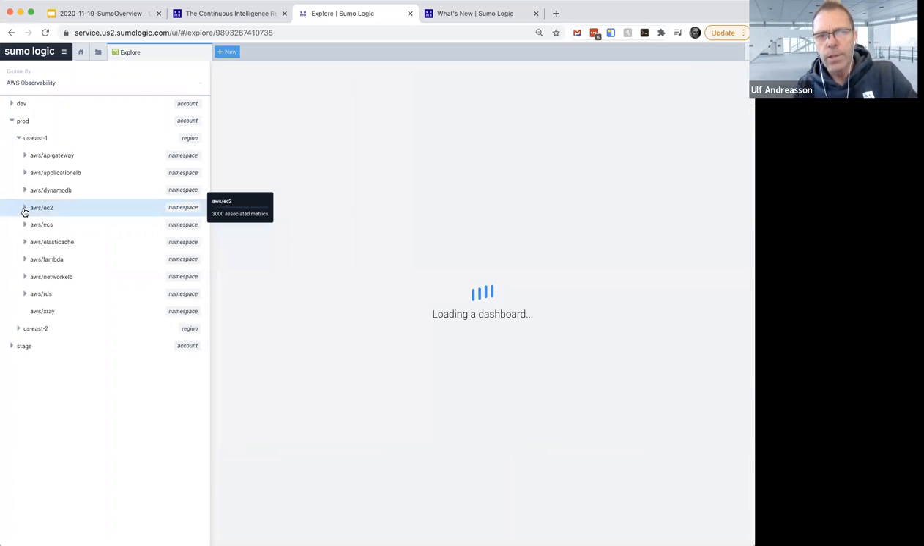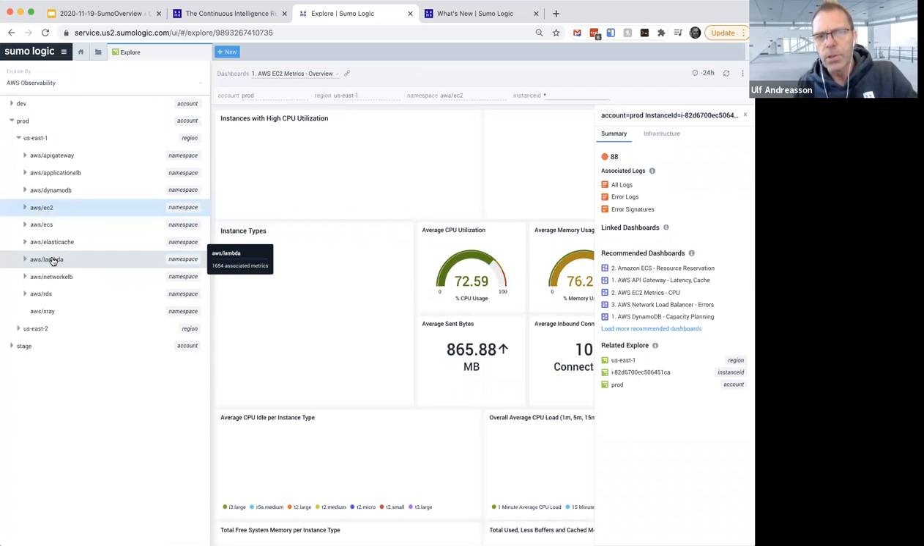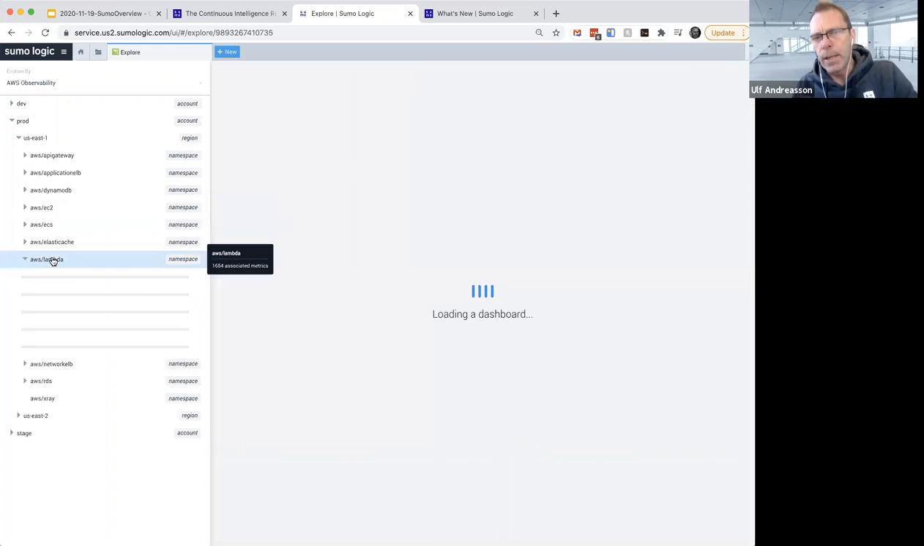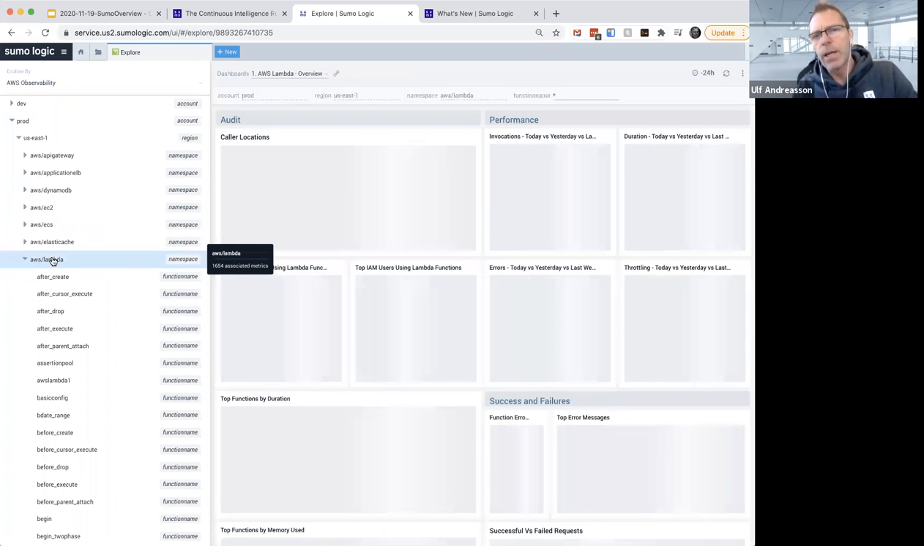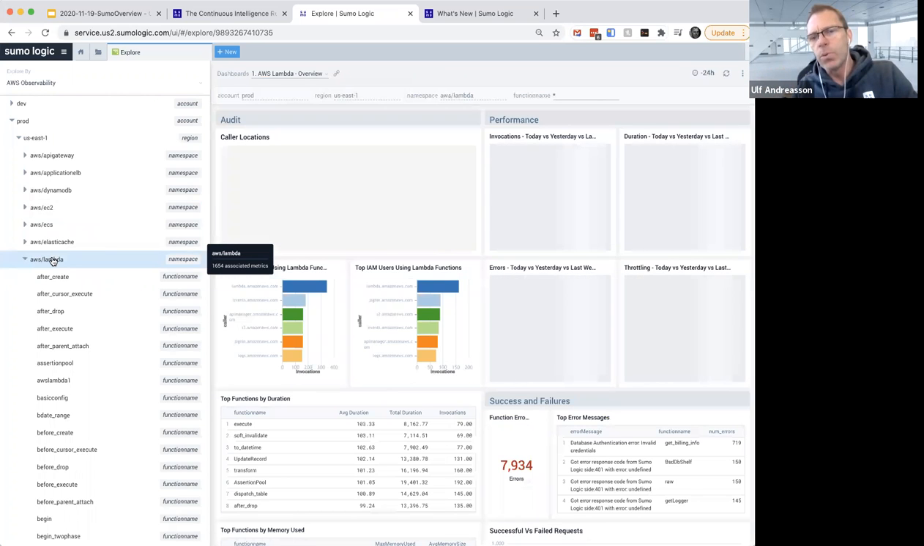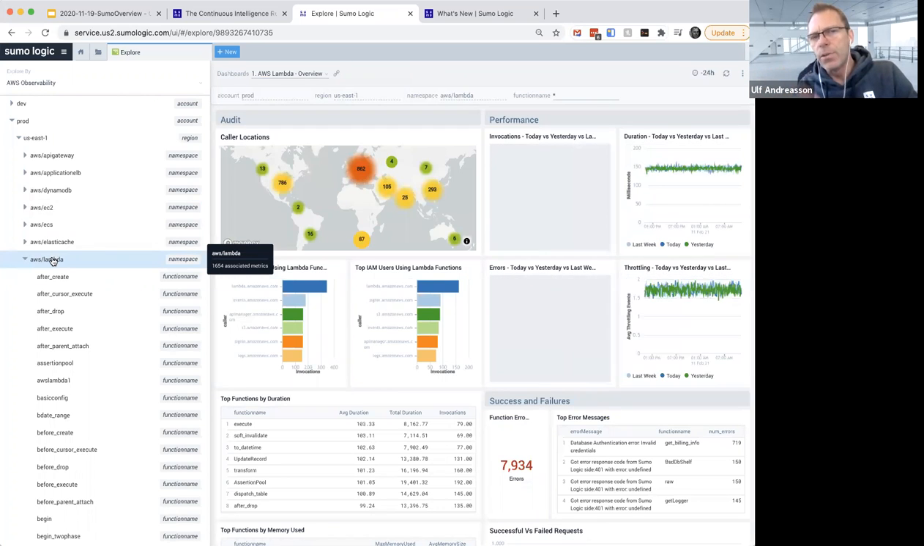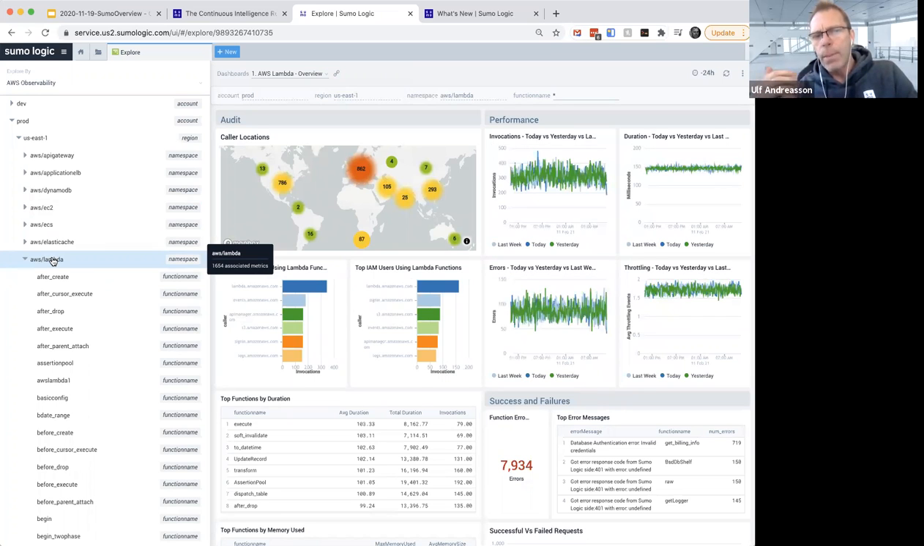But let's look at something that more and more customers are starting to use, and that's Lambdas. Lambdas and serverless, more of that is something our customers are starting to use, and we see this in general, right? So Lambdas has its own challenges and complexities in that way. So here is an overview of my Lambdas that I'm using within my organization.